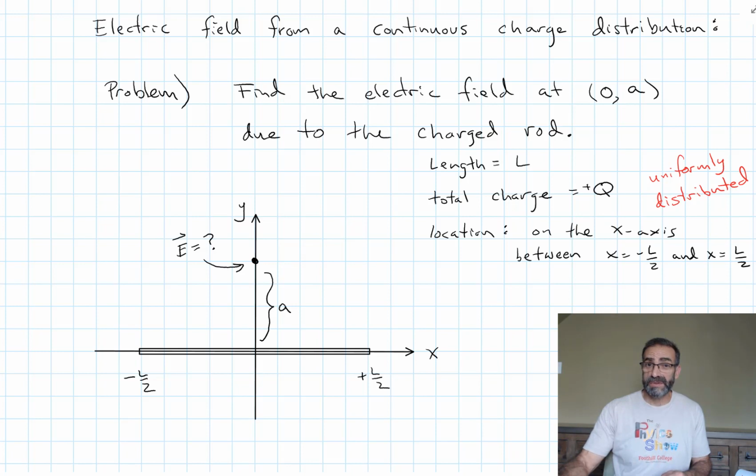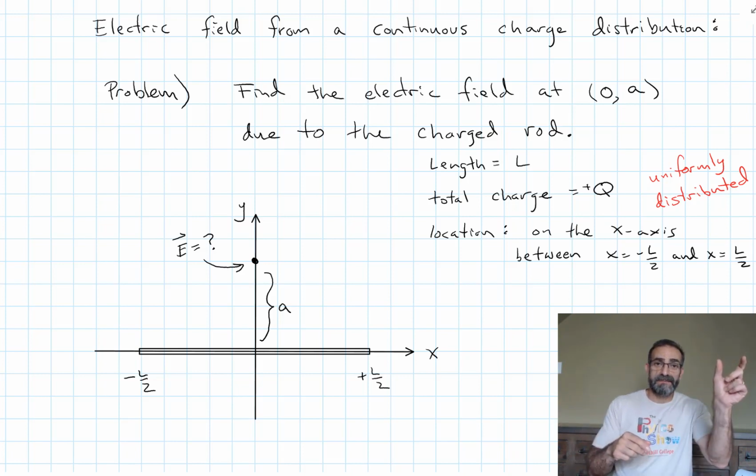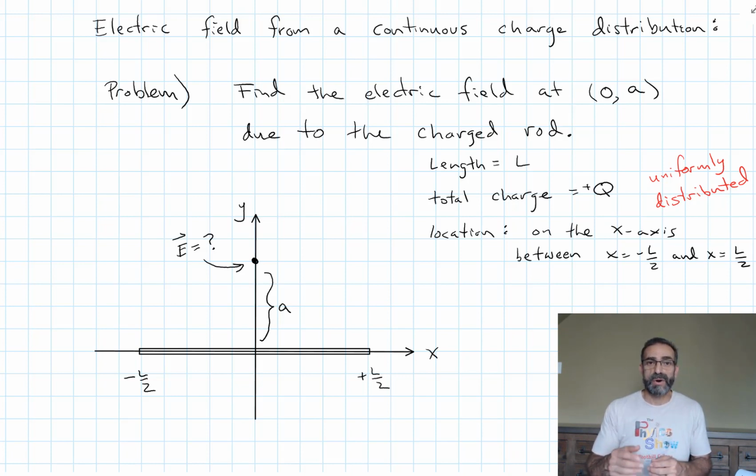Now, I snuck in the words uniformly distributed when I was talking about that charge. That's important. When charge is uniformly distributed over a rod or anything, it means the charge density is constant. It has the same charge density everywhere. So if I have a rod that's 10 meters long and the charge is uniformly distributed over that rod, I cut 1 meter off of one end and 1 meter out of the middle and 1 meter off the other end, and those 1 meter lengths all have the same amount of charge, uniformly distributed or constant charge density.